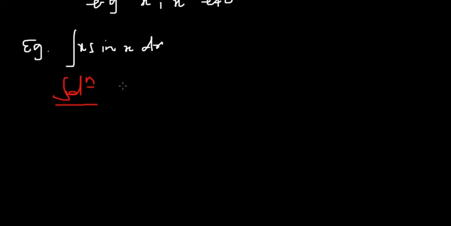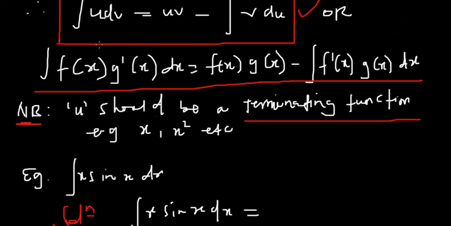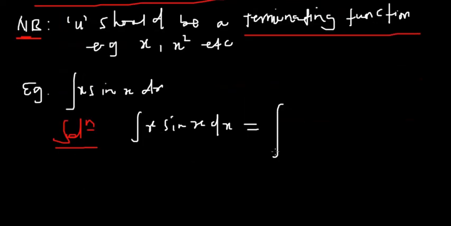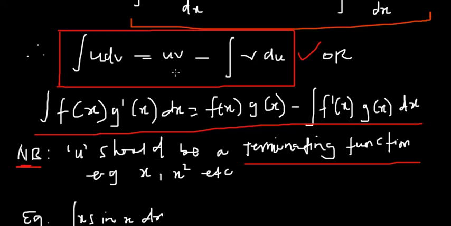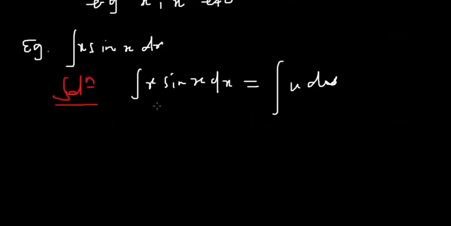Now, we have the entire expression: x sine of x dx. Note that this expression is the same as u dv. This is our u dv. Keep this in mind because we are going to find uv minus the integral of v du. So this main expression is our u dv. Now let's find our u and v.